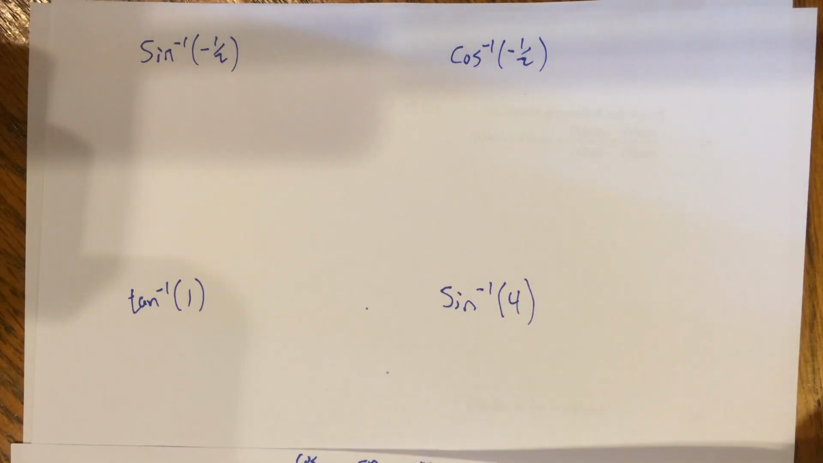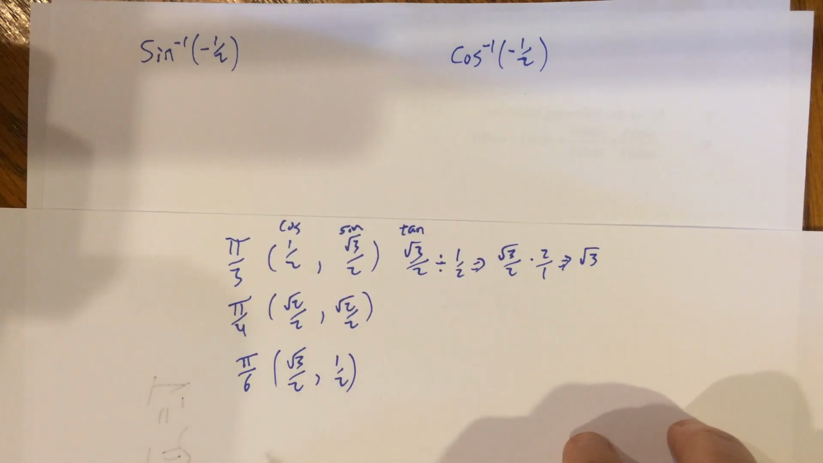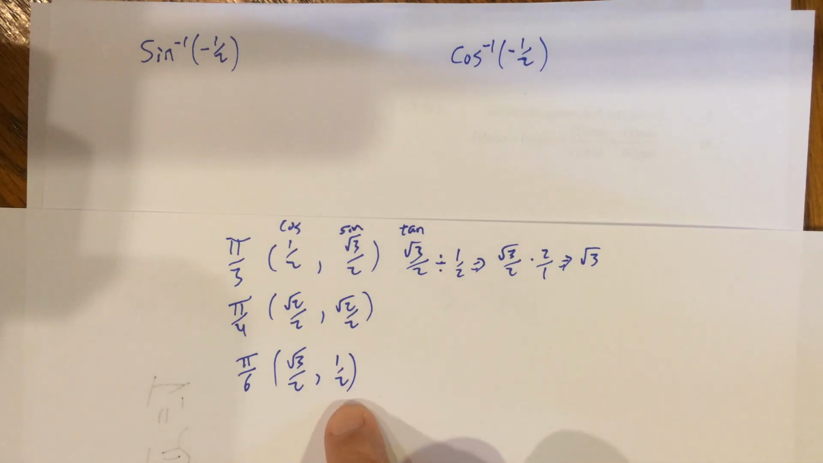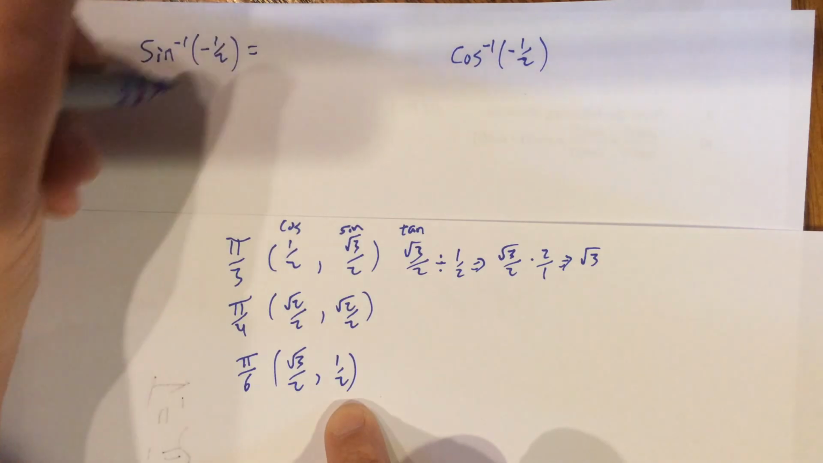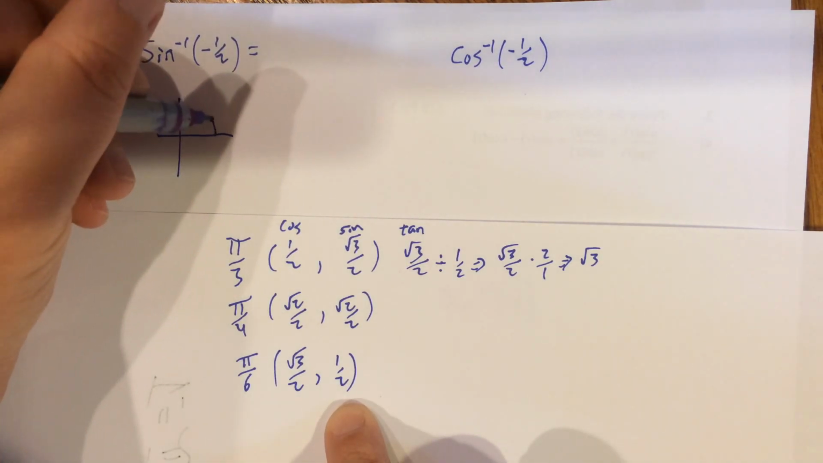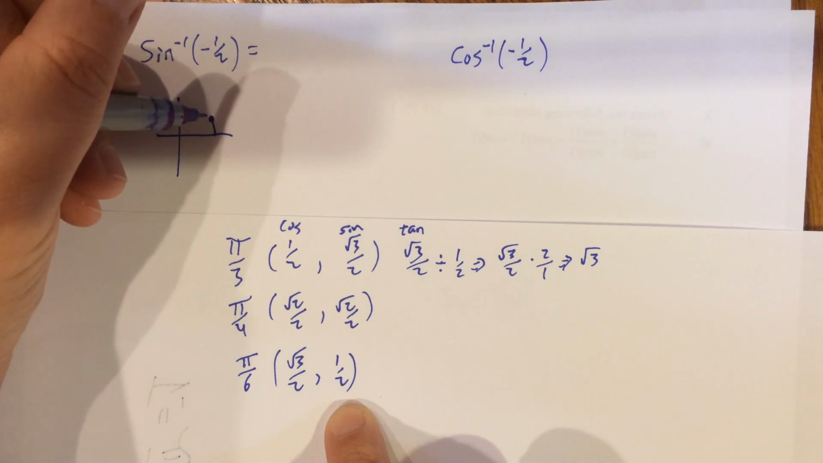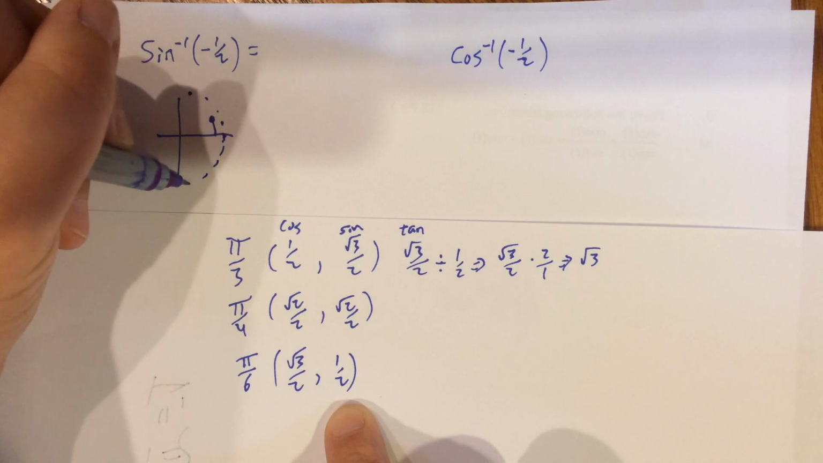Okay, so let's try 4 more. Say I want sine inverse of negative 1/2 and cosine inverse of negative 1/2. So again, I'm going to start off with my chart, and I'm going to say, okay, sine is 1/2 at pi over 6. So my answer should be maybe pi over 6, except at pi over 6, sine is positive. So don't forget my range of sine only is these parts.